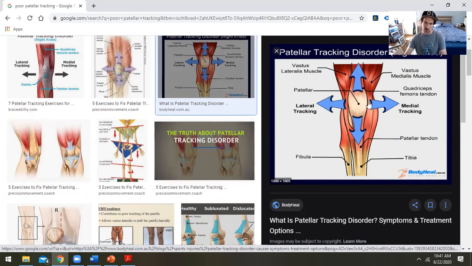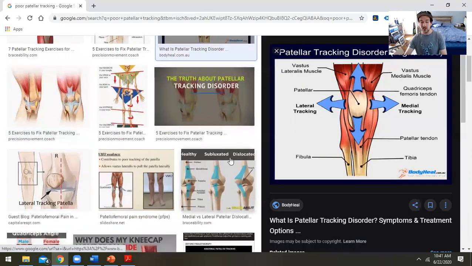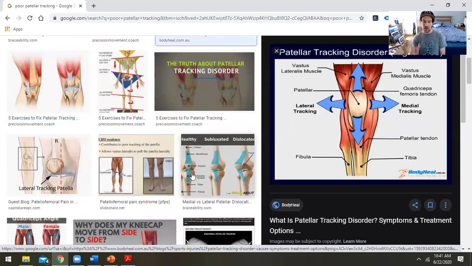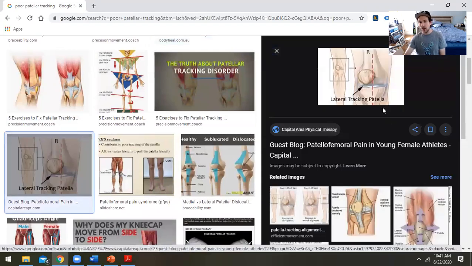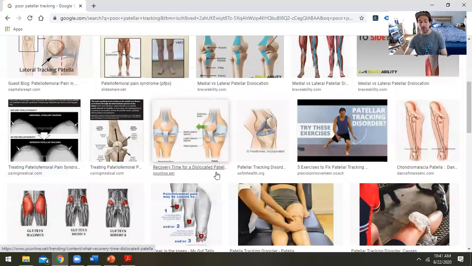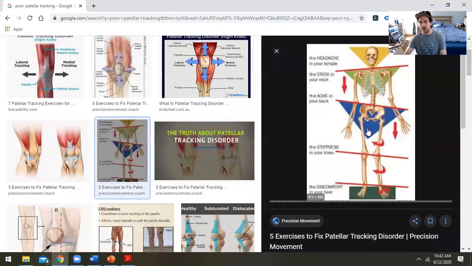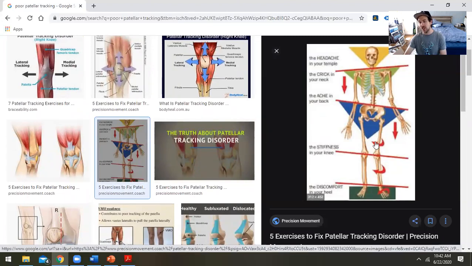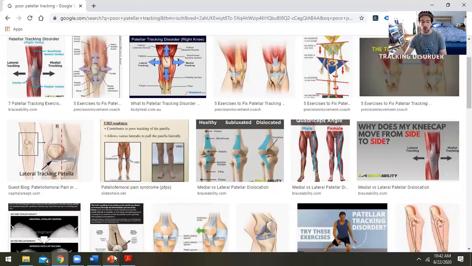So if you're pulling too far this way and not enough this way, you're going to have lateral tracking. The opposite could be true of medial tracking. And so what happens is that patella, which is supposed to slide directly up and down along this line, now it's sliding out over here, and it's starting to grind on this bone here. That often happens when you get overactive or underactive muscles in your quadriceps. And so again, when we see internal rotation here, and flattening, right? All of those things lead to poor patellar tracking.